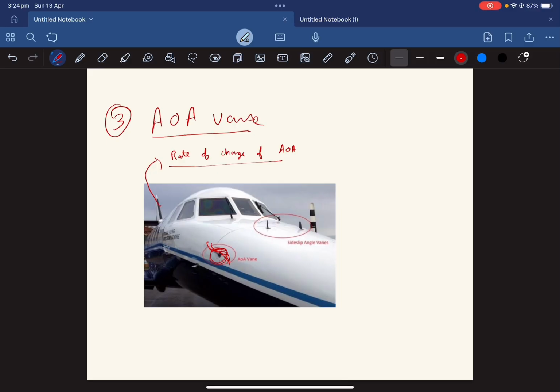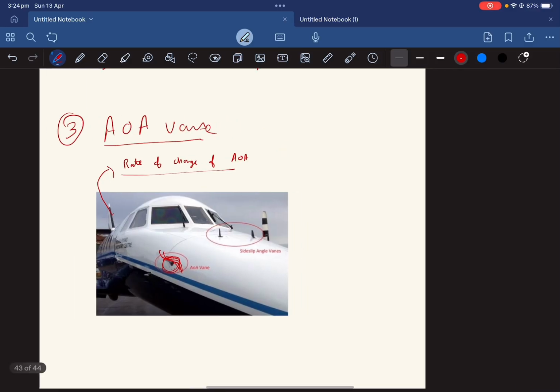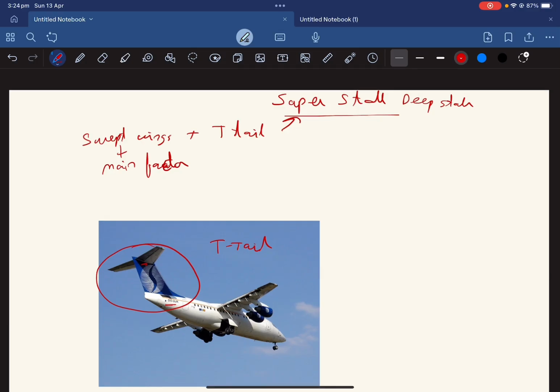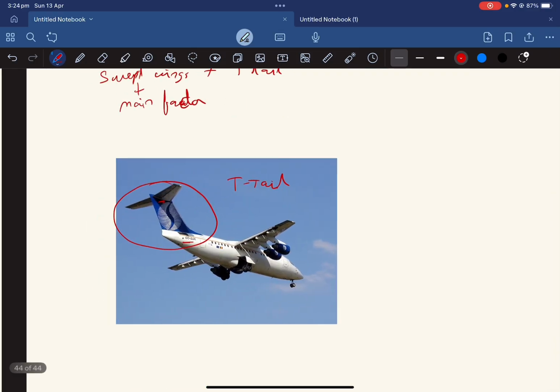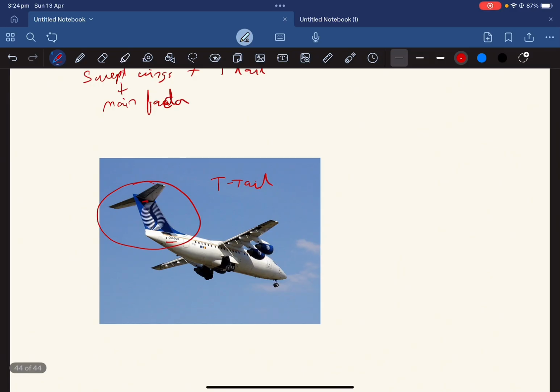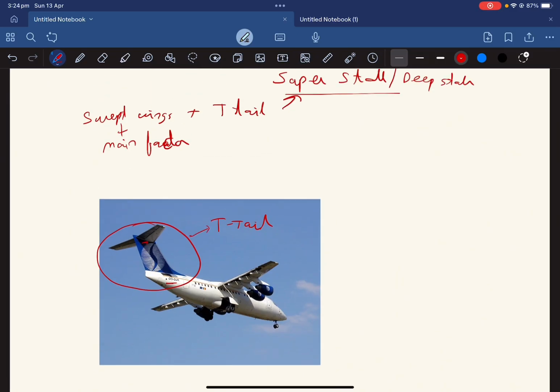And now we're going to study a type of stall which is very important. It's called the super stall or the deep stall. I'm sure you have seen aircraft where the elevator is on top of the rudder. This type of configuration is called a T-tail. When you have swept wings along with a T-tail, you are prone to super stall or deep stall. And the main factor here for the super stall is going to be the swept wings out of these two. I'll explain it to you.